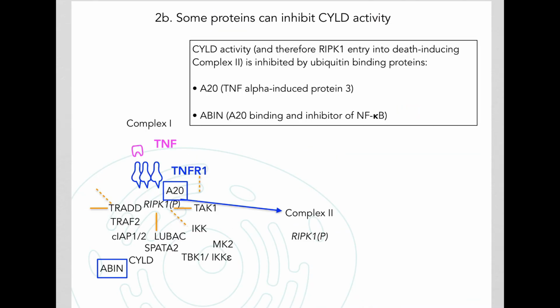As a side note, there are some proteins that can inhibit the CYLD activity. So, for example, A20, which is TNF-alpha-induced protein 3, as well as ABIN. So A20 and ABIN can actually inhibit CYLD activity. So these proteins prevent RIPK1 from entering complex 2. So these proteins actually promote cell survival rather than cell death.